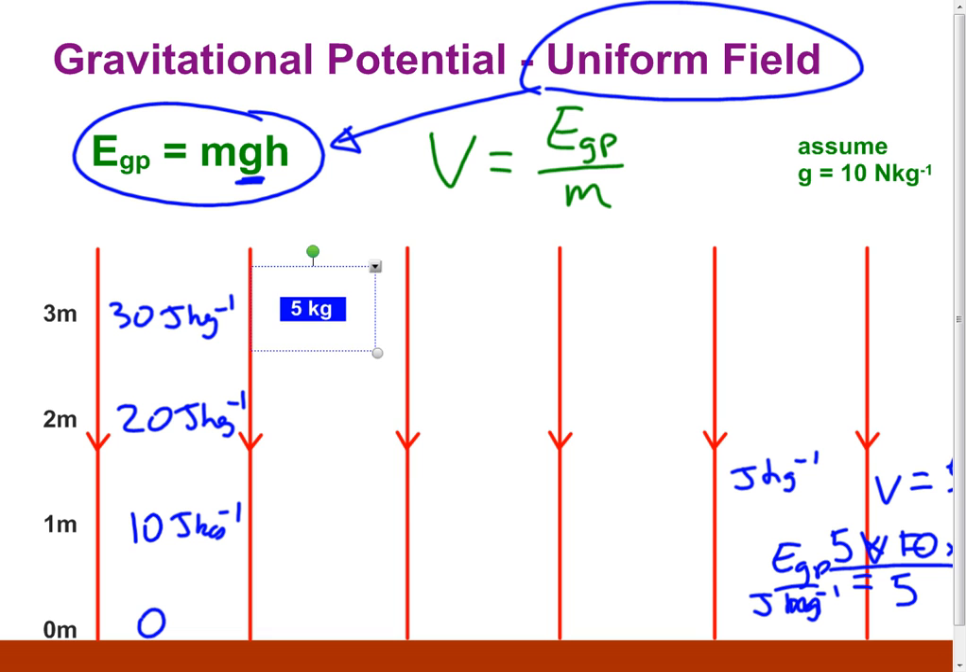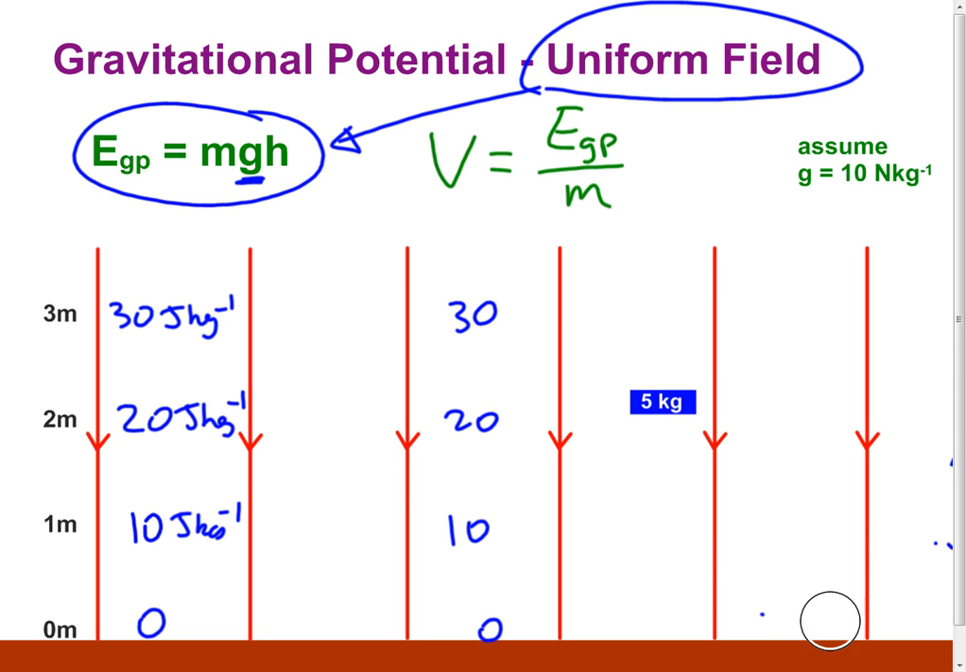Now, I'm sure you can imagine that if I took a few paces to the right, and did this whole thing again in the classroom with this uniform field, I would get exactly the same set of potentials going up in height. So we'd have 0, 10, 20, 30 joules per kilogram.